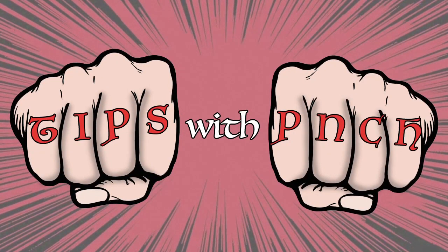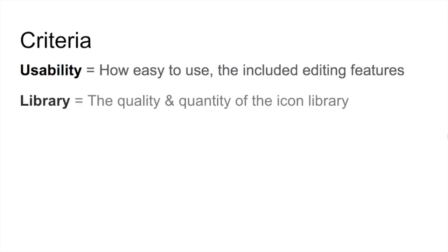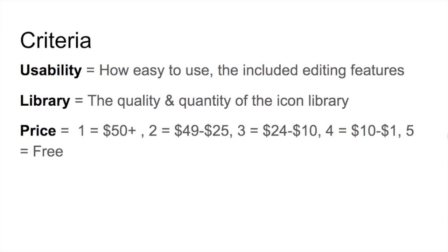Alright, before we start, I just want to mention that I use 3 criteria to rate the websites. Usability, so how easy it is to use the website and all the included features, so how feature rich it is. The higher the rate, the more usable the site was. Another criteria was library, the quality and the quantity of the icon library. Again, the higher the rate, the better. And obviously price, 1 being more than $50 and 5 being free.